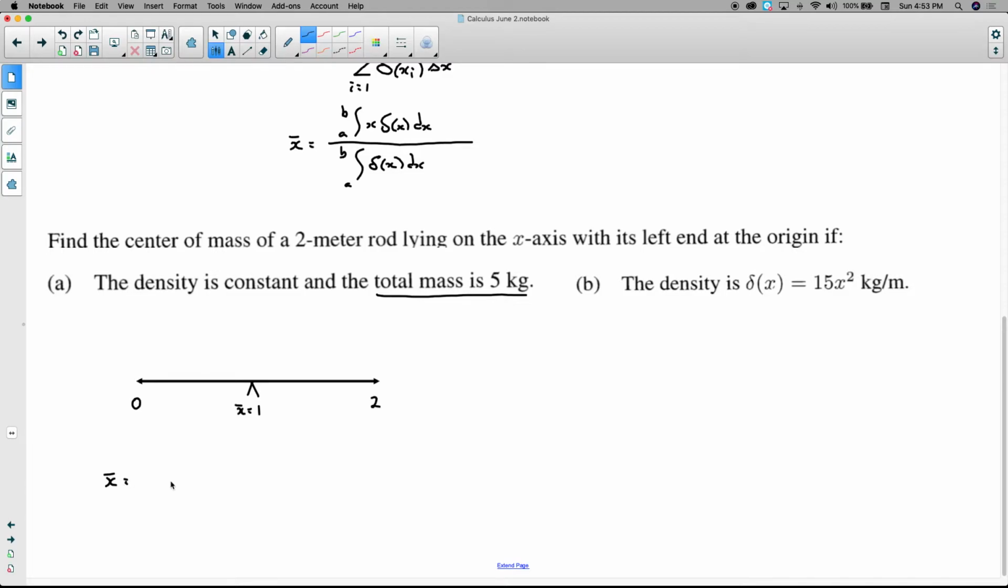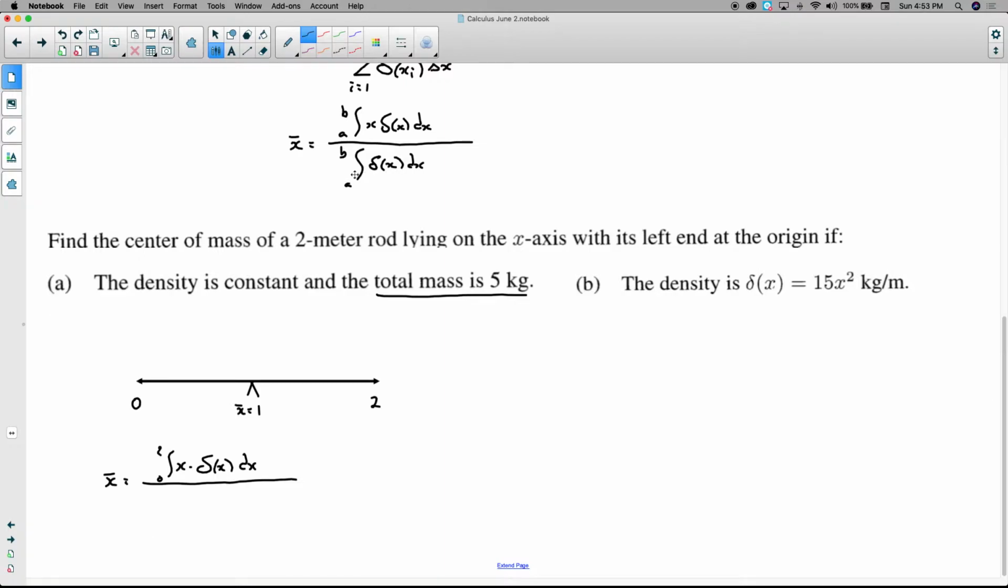X bar is equal to the integral from 0 to 2 of x times the density function dx. And then that's divided by, well, there's a couple ways to think about it.